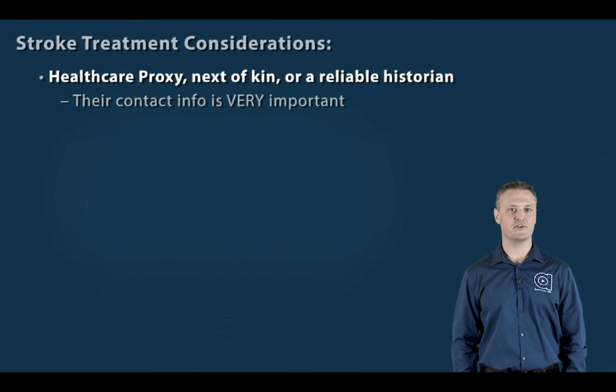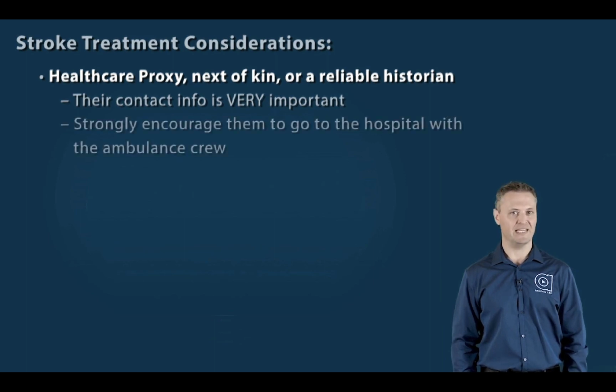In some cases, a healthcare proxy may be designated to make decisions on the patient's behalf. If so, obtaining their contact information is extremely important. In other cases, a family member or a reliable patient historian may be all that is available. In any case, strongly encourage them to join the transporting crew in the ambulance to the hospital. If they are unavailable or prefer to take their personal vehicle, obtain their name and contact information for the hospital.